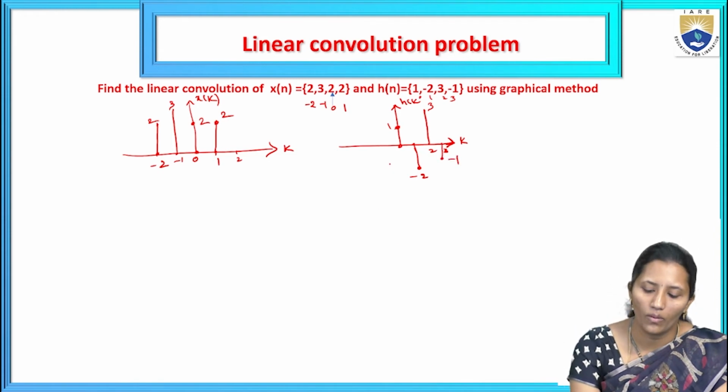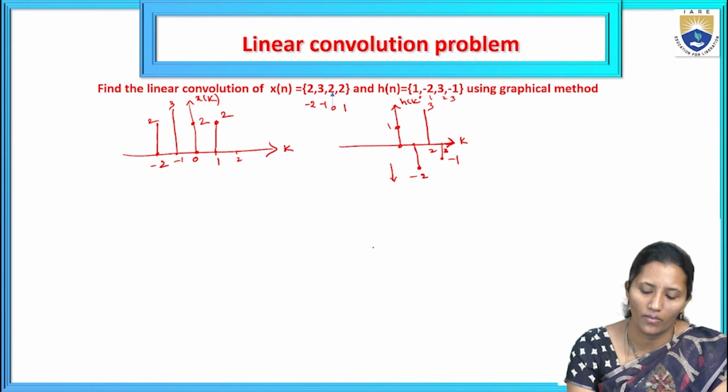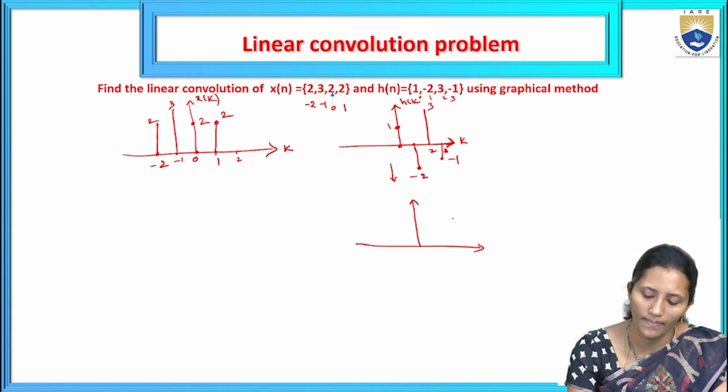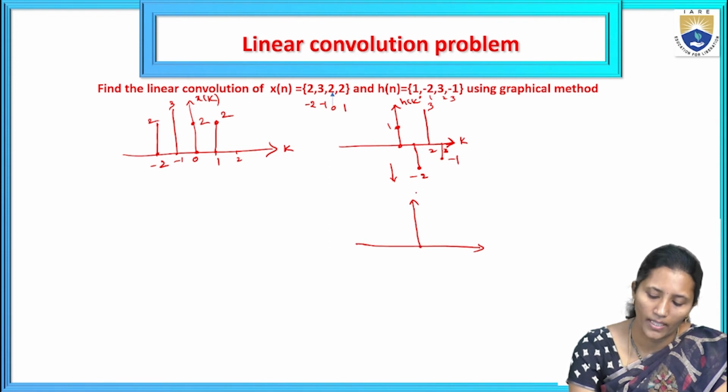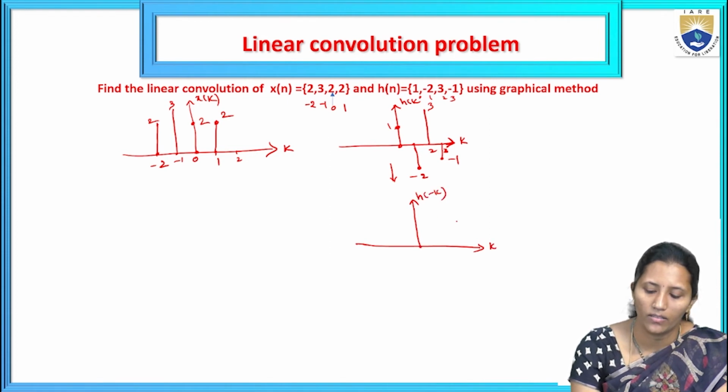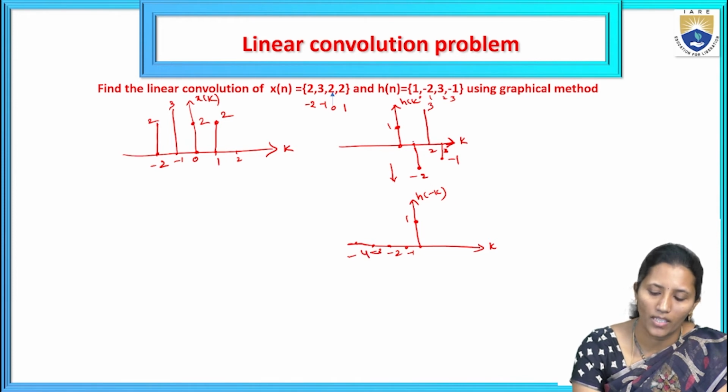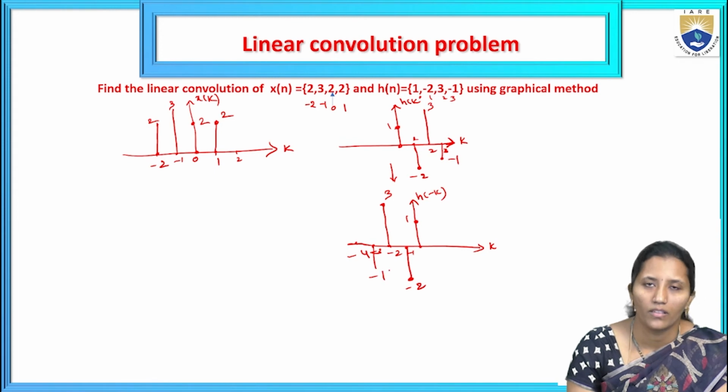And fold this h of k to get h of minus k. We have to fold this h of k to get h of minus k. At the 0 sample we get the same value, 1. Then minus 1, minus 2, minus 3 and minus 4. The first sample value will come here, the minus 1 sample, that is minus 2, and the second sample it is 3, and the third sample it is minus 1.